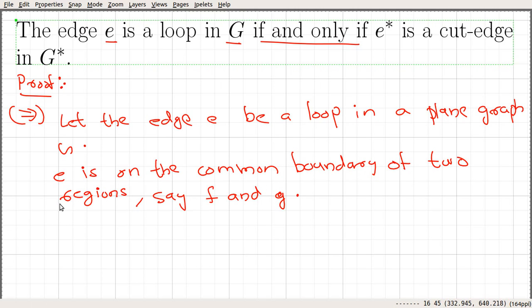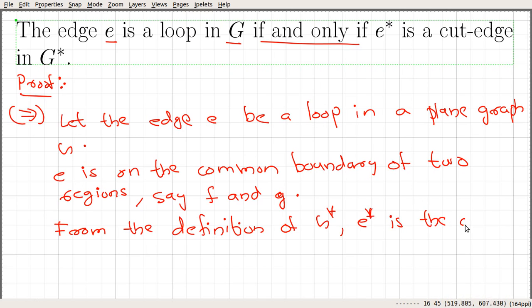So we can see from the definition of G star that E star is the only path from F star to G star in capital G star.